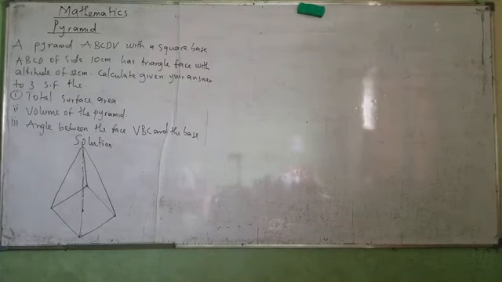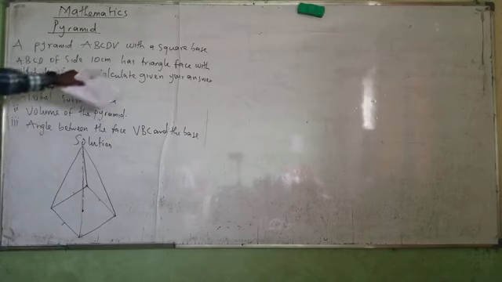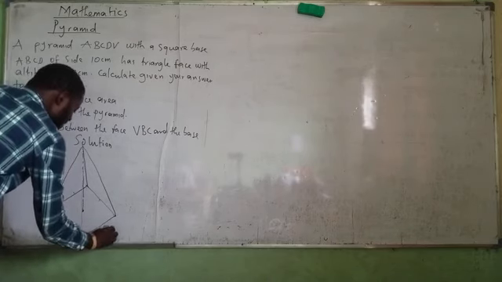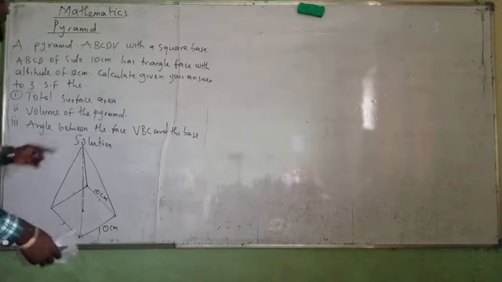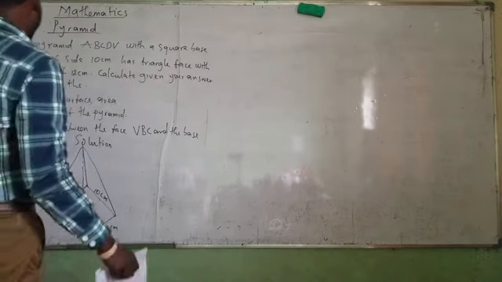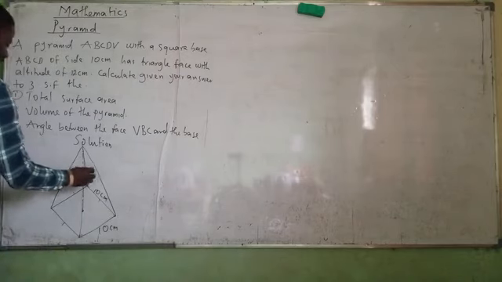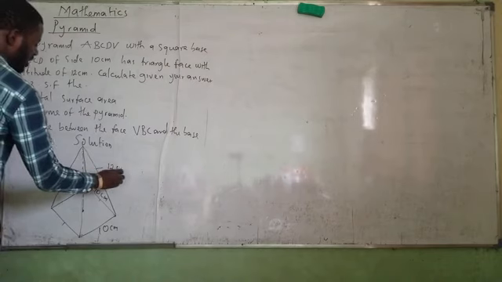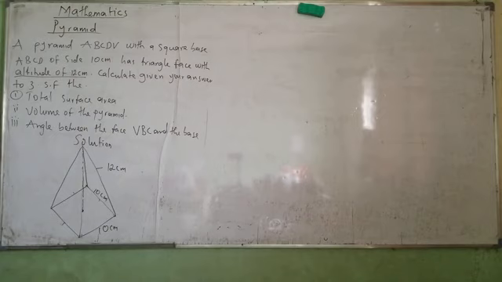Square base pyramid. Now, don't forget it's a square base because the sides are equal. They said it has 10 centimeter here, 10 centimeter, and triangular face with altitude of 12 centimeter. It means here is 12 centimeter, so the slant height is 12 centimeter.